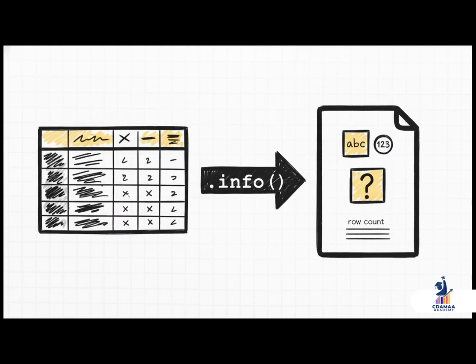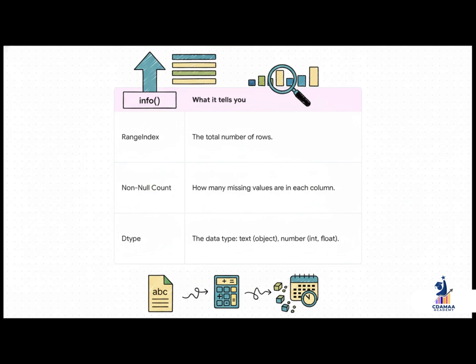And the final command in our inspection ritual is .info. This one is the most detailed of the 4. Think of it as a full technical summary of your data frame. It's where we can often spot problems with our data before they become major headaches. And the info output tells you so much.